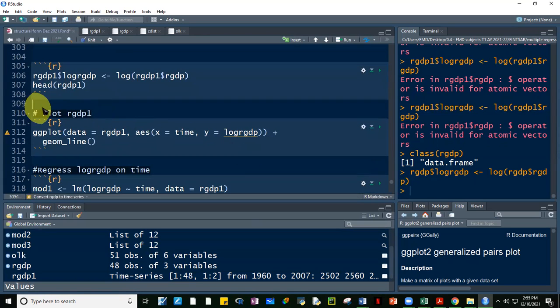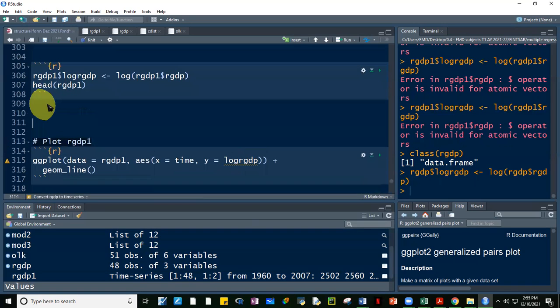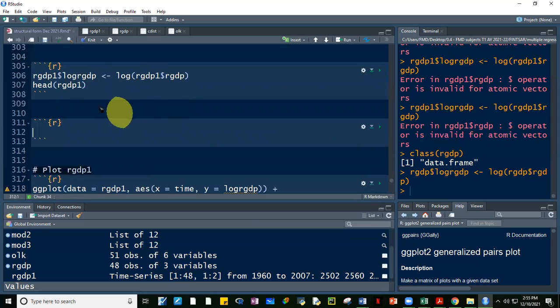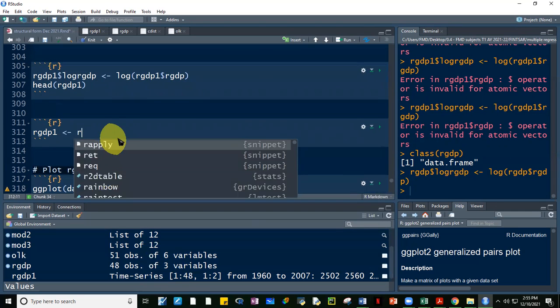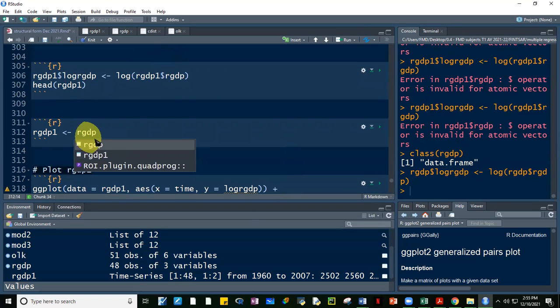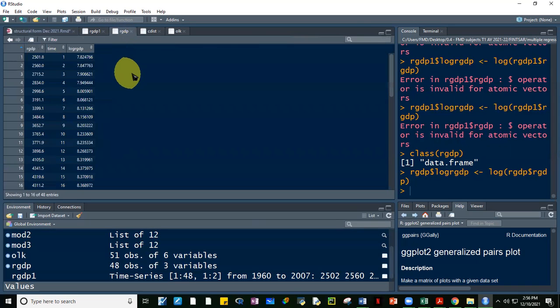So that I will not anymore change. Okay, tatawagin ko na si RGDP1 is our RGDP. Okay, guys, I hope you're following. Kasi ang RGDP natin, guys, ito, no? Yan yung bagong RGDP natin, may log na tayo. Okay? Ang RGDP1 natin, yung kanina, yung ginawa nating time series. Okay, si RGDP natin as a data frame.